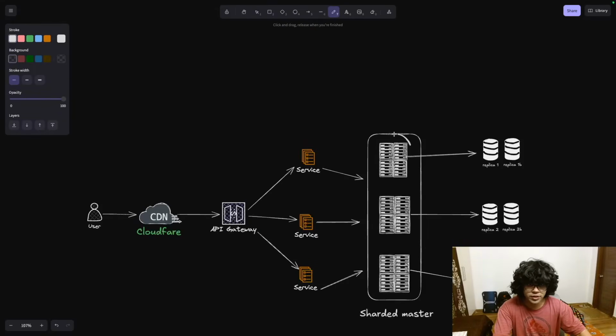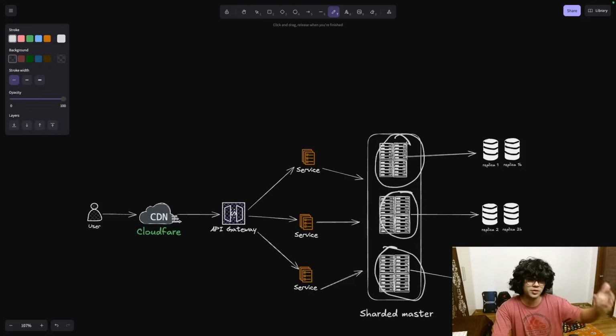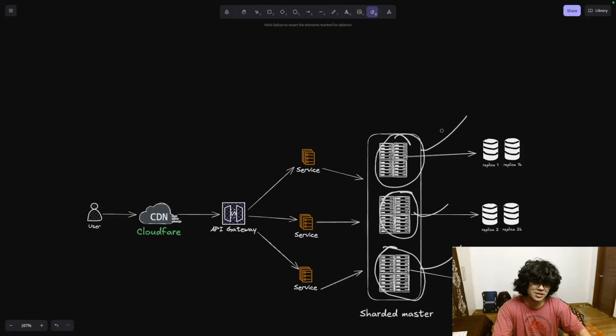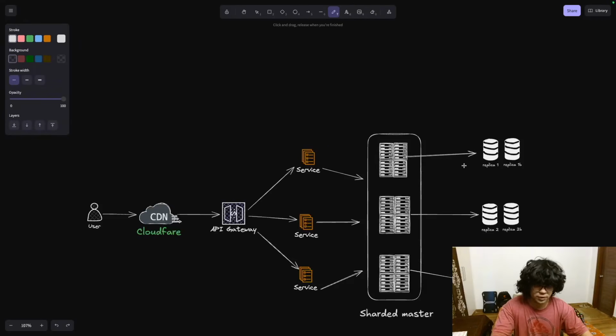Let's say we put 0 to 300k in this shard. We put the 300k to 600k in this shard, and 600k to a million in this shard, okay? And we keep on repeating this process. So a million to 1.3 million will go in this shard again, and we keep repeating this, okay? This is basically what sharding is.